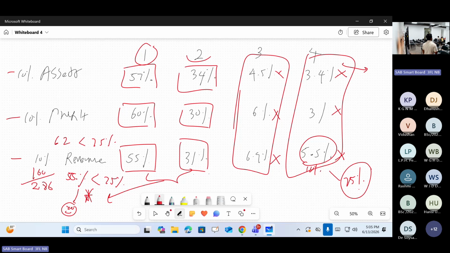Okay. So segments 1 and 2 are satisfied with the quantitative threshold of profit, asset and revenue. Profit, asset and revenue.